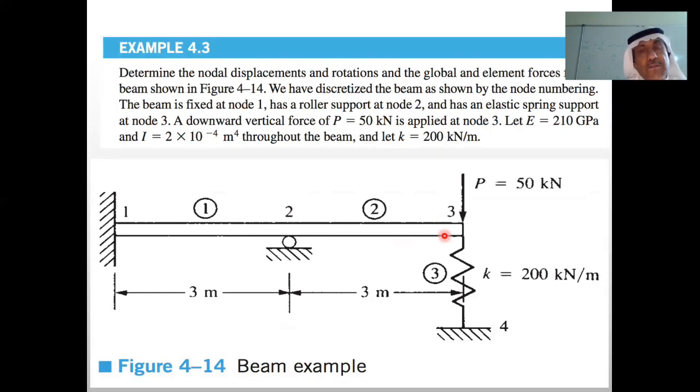Okay? Now, focus with me here. This is a beam with a spring. How many degrees of freedom are there? Go node by node. This will give you the size of the big K. It will be what? 8 by 8.